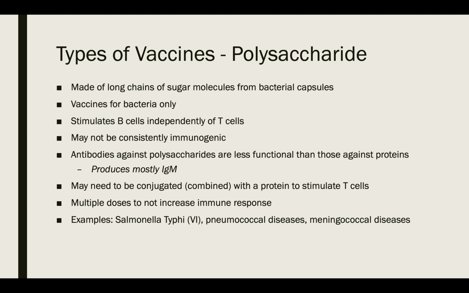So these are not going to elicit as strong of an immune response. And they may not be consistently immunogenic. So immunogenic means the ability to create an immune response. So these might not be consistently immunogenic. It depends on the person. And again, the antibodies against these polysaccharides are less functional than those against proteins. And that's because they're producing mostly that IgM.